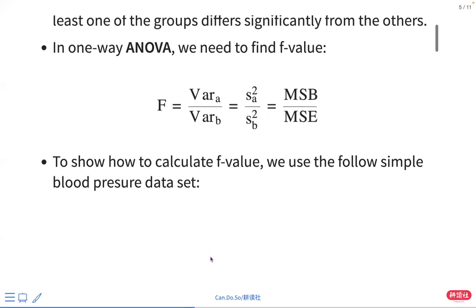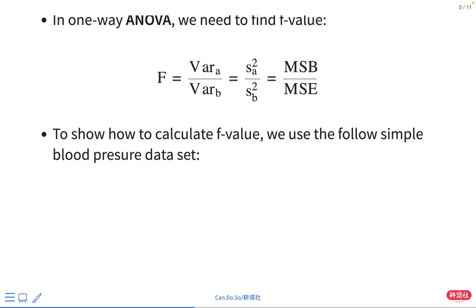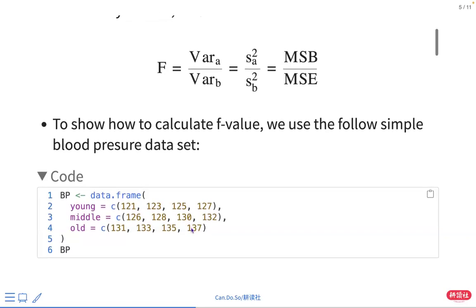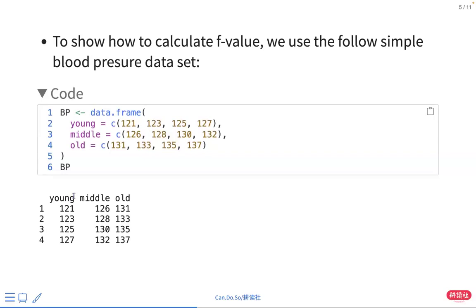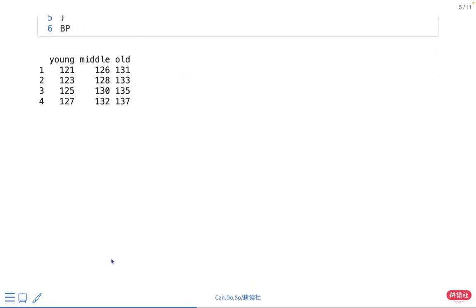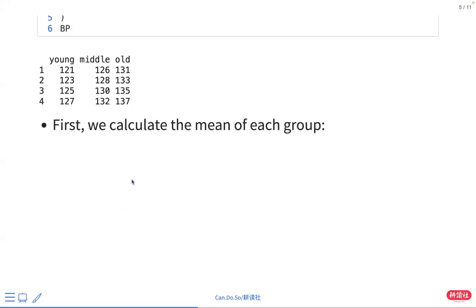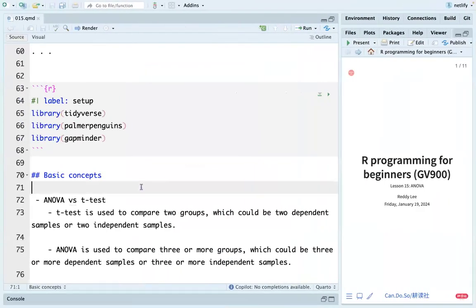We can use a simple blood pressure data set to demonstrate the process we calculate the F statistic. We have three groups: young, middle, and old. They have a different level of blood pressure. And first, we calculate the mean of each group. So let's go to the R.